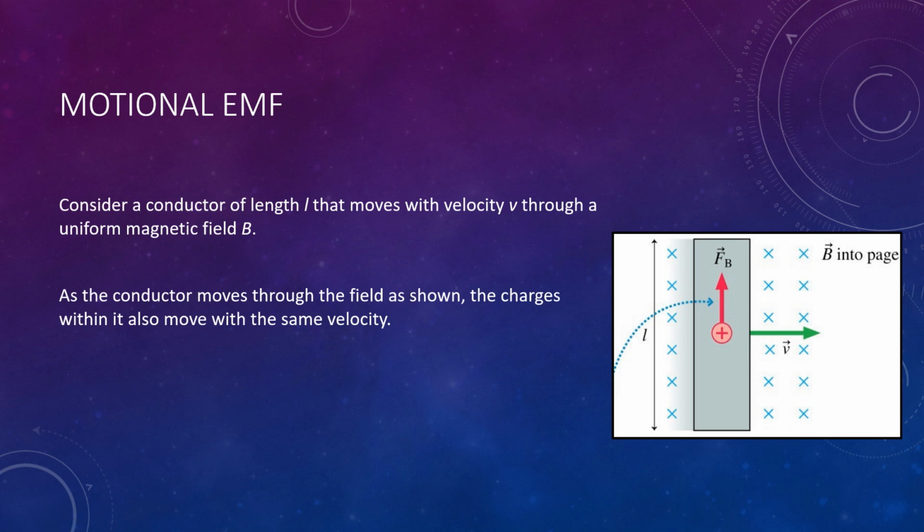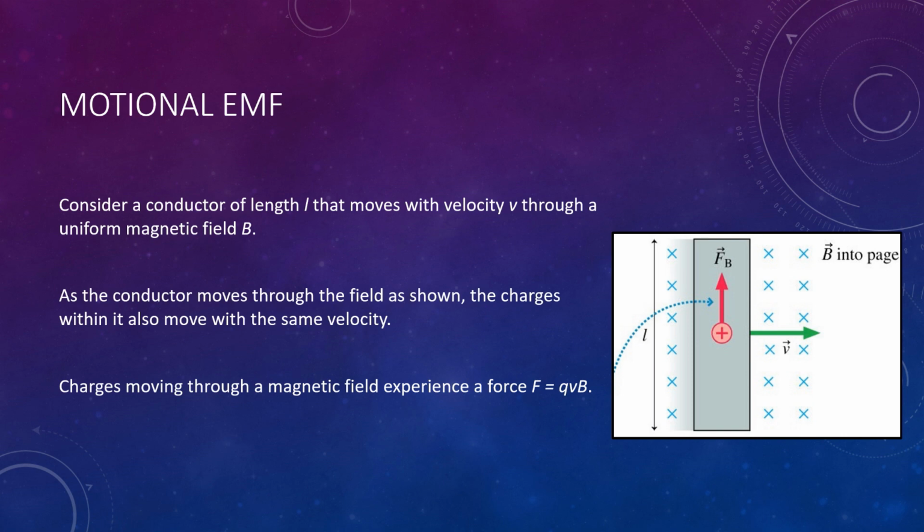We have a conductor. Inside of that conductor is a bunch of charge carriers, or charges. If the conductor is moving to the right with a velocity v, so must be all of the charges inside. Remember from our past lectures that a charge moving through a magnetic field will experience a force. That force is given by the equation qvB sine alpha, but since these are perpendicular, we have removed the sine alpha term to leave us with qvB.